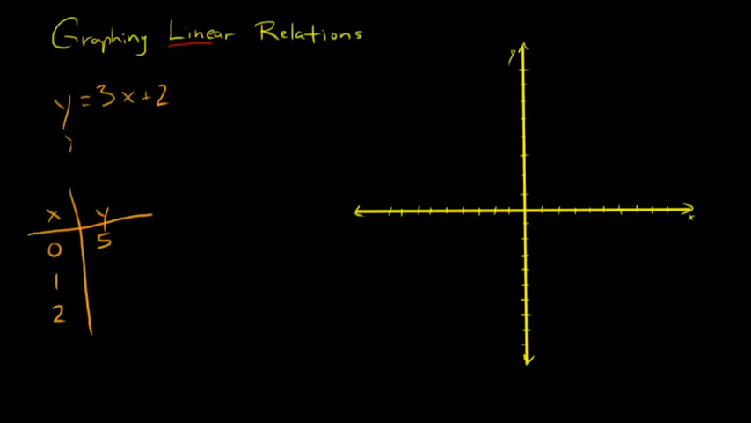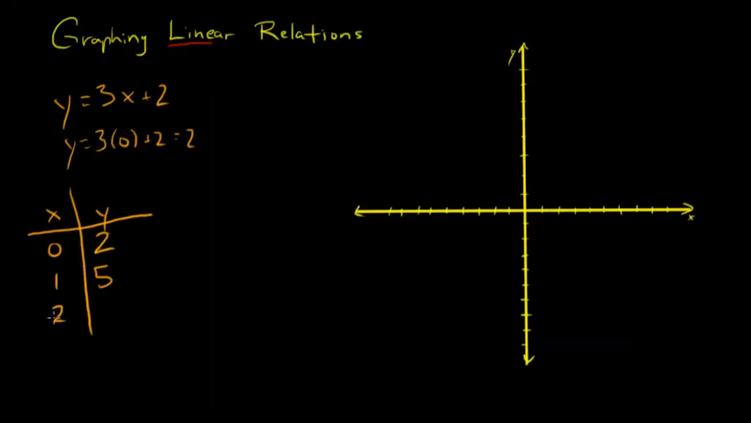Sorry, I messed that up again. I didn't do it for 0. Let's start over again. So I figured out for 1, let's figure it out for 0. Y equals 3 times 0 plus 2, which is 0 plus 2. It's going to be equal to 2. Let's scratch this out here. Okay, so y equals 2.